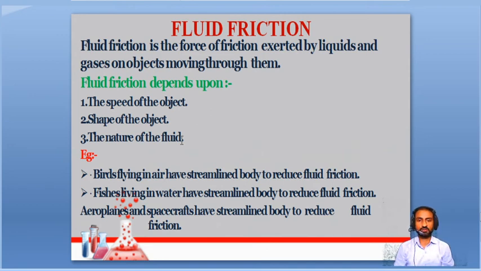So the shape of the object also affects the friction. The speed of the object also depends on friction. Then the nature of the fluid: if the fluid is very viscous, we need more force or we feel a very high intensity of friction. That is the reason birds fly in the air with a streamlined body. The body shape is known as streamlined body, to reduce the fluid friction. That is the reason fish, aeroplane and ship are made in a streamlined shape.